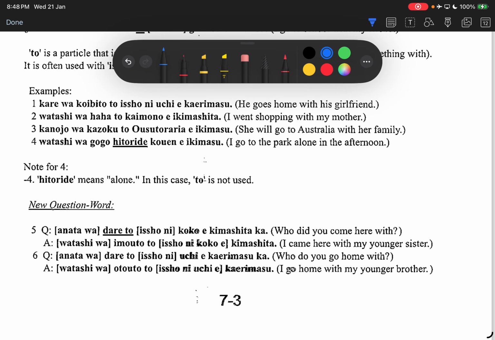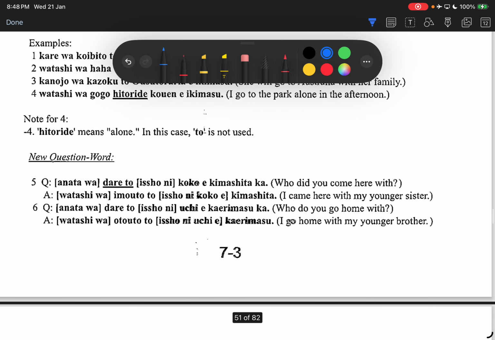Okay, then since this is an accompaniment particle, that means we need to say who we are accompanied by. So the question here will definitely be 誰. 誰 means who. Right? So 誰と. Very straightforward. 誰とここへ来ましたか。Right? The question, 来ましたか。Okay? Then the answer, 妹と来ました。With sister I came. Right? Very straightforward. With sister I came.